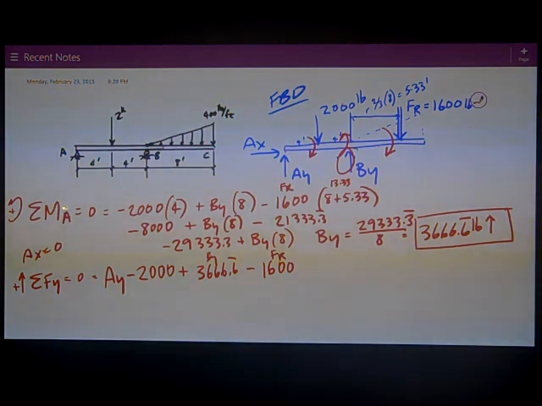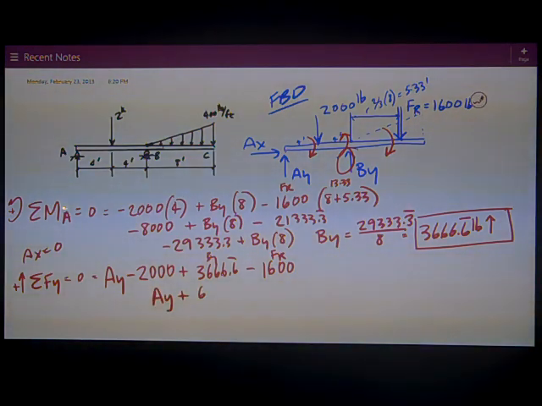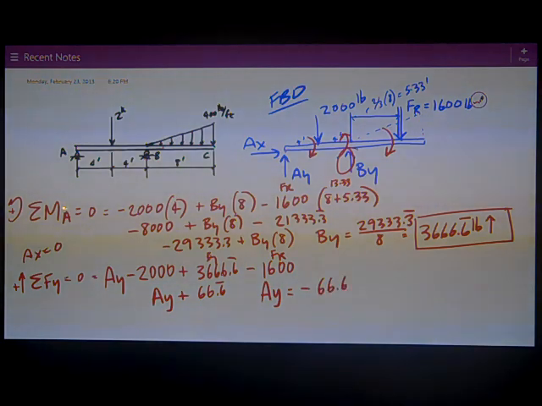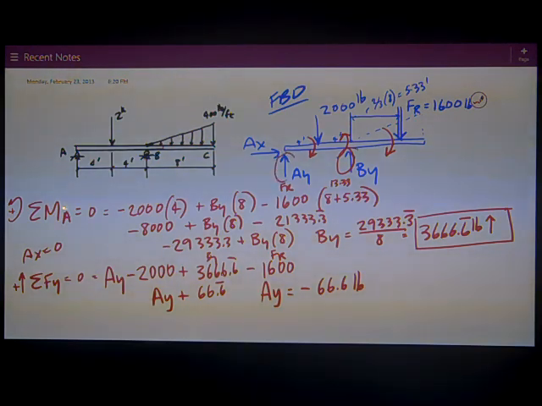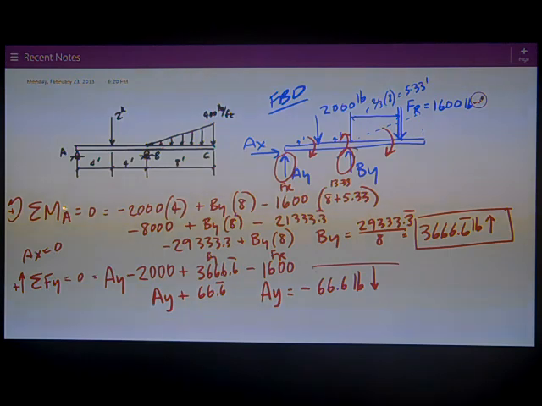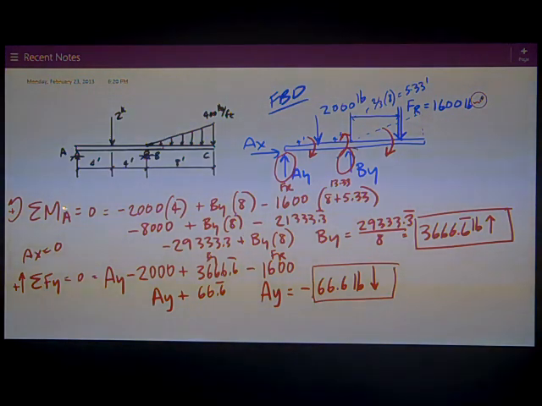Combining all the terms, I get AY plus 66.6, repeating. Therefore, AY is equal to negative 66.6 pounds. The negative sign means this direction assumption, which I did was up, I assumed up, is really the opposite of that. That's what a negative sign means. My assumption of direction was opposite, was wrong. Put a box around it, and there's the answer.